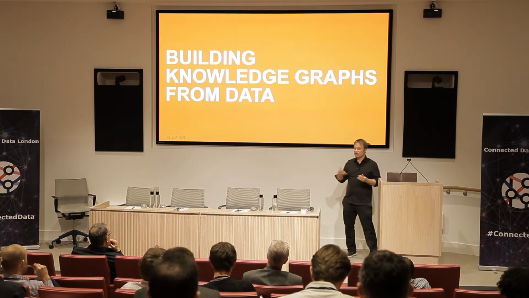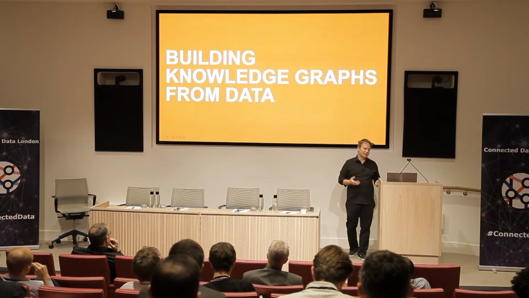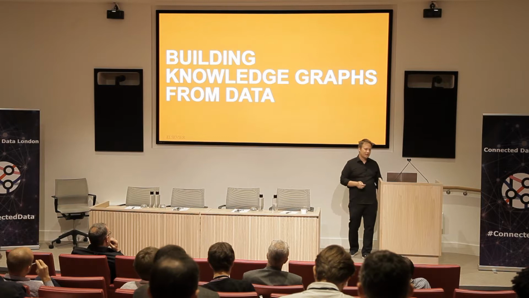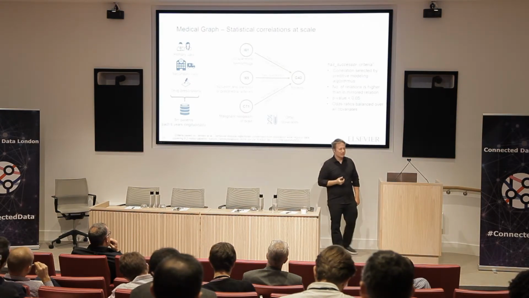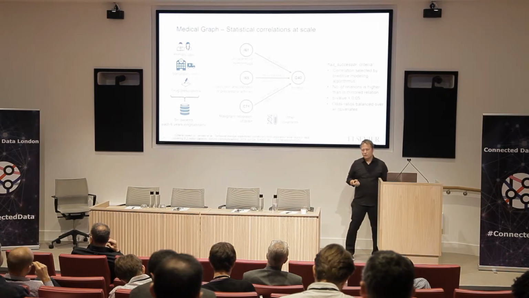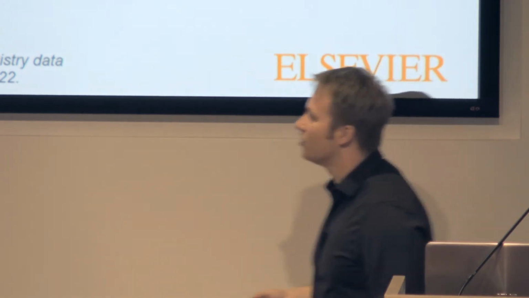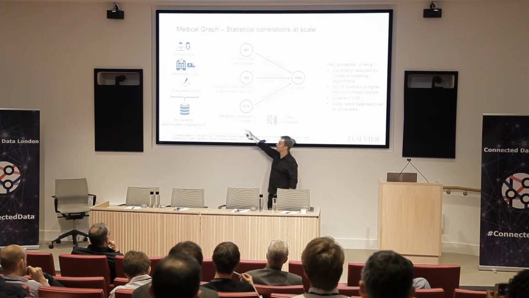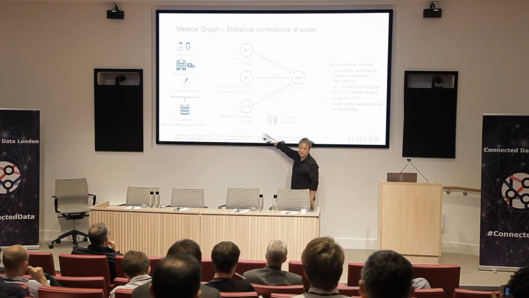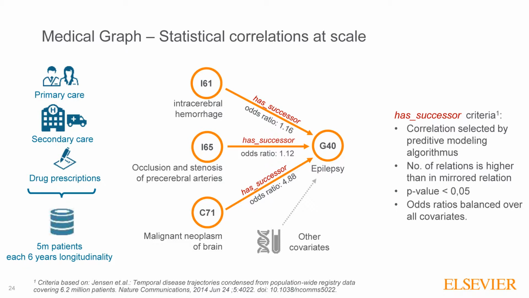Another way we can build knowledge graphs in a different fashion is doing it from data. This is a graph we've been building. It's called the medical graph. What we do here is we learn relations from anonymous insurance claims data. What we want to know in this knowledge graph is to learn, okay, these are particular symptoms or diseases that you have. What is the likelihood that you're going to get another disease, right? Given these diseases, what is the successor disease that you're going to have?